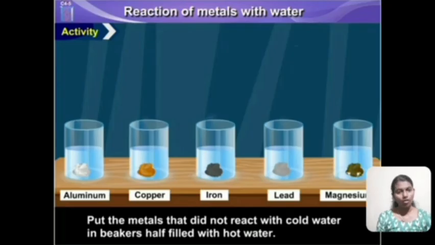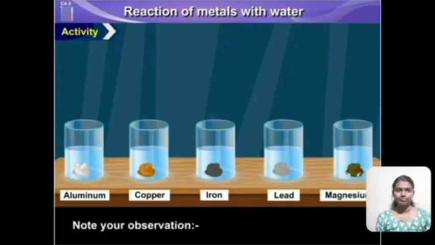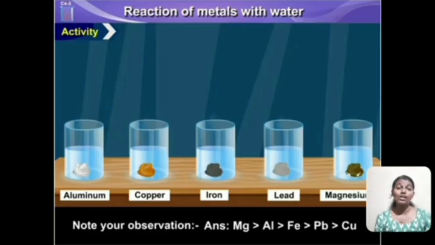Put the metals that did not react with the cold water in beakers half filled with hot water. Note your observation. Here we can see the decreasing order of reactivity of these metals: aluminium, copper, iron, lead, magnesium. So the most reactive metal is magnesium, then aluminium, ferrum, lead and copper.